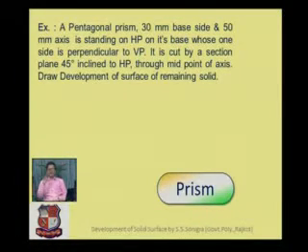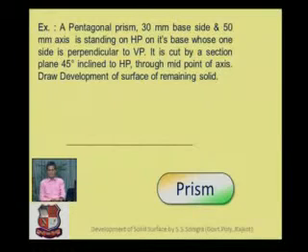Here the side length is given as 30 mm and 50 mm is the height, and it is resting on its base with one side perpendicular to VP. So we have to draw the pentagon in such a way that one side becomes perpendicular to the XY line. Now it is cut by a section plane inclined at 45 degrees to HP through the midpoint of the axis. Again here the midpoint of the axis comes into the picture. Draw the development of the surface of the remaining solid. So first we draw the XY line, which represents the intersection of the horizontal plane and the vertical plane.